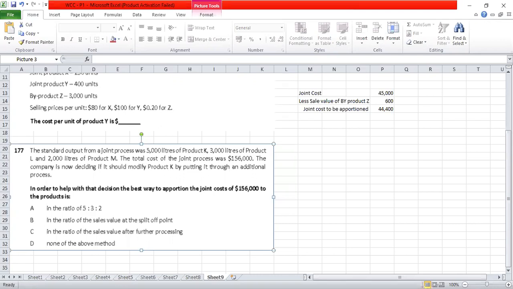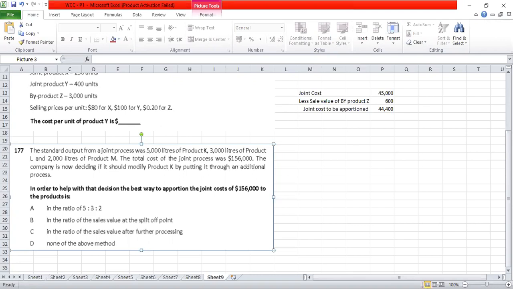See, if it was the physical weight method, the physical weight method talks about the outputs, which are 5,000 units, 5,000 liters, 3,000 liters, and 2,000 liters. That is what is produced, the standard output. Then, if it was only that, we can take the ratio as 5 is to 3 is to 2 and apportion this cost of 156,000. That is a simple, straightforward thing.